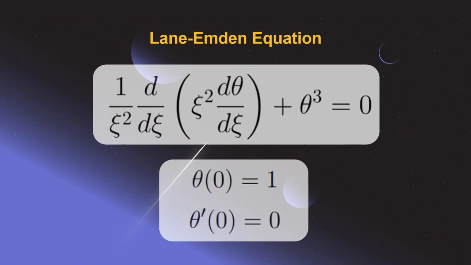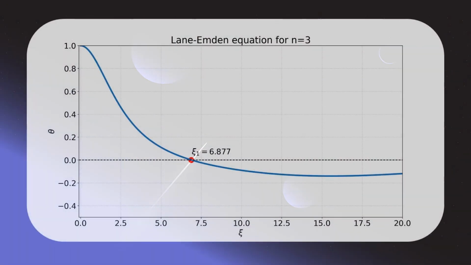Assuming flat spacetime, from our hydrostatic equilibrium equation, we get the second order Lane-Emden equation as 1 over xi squared d/d xi of (xi squared d theta/d xi) plus theta cubed equals 0, with the initial conditions that the value of theta at 0 is 1 and the value of theta prime at 0 is 0. Plotting theta versus xi gives us the first zero at xi_1, which comes as 6.877.